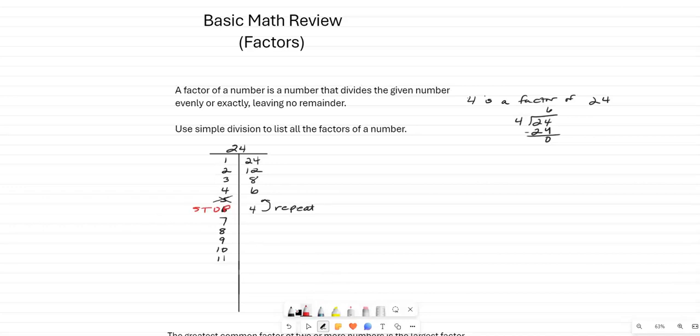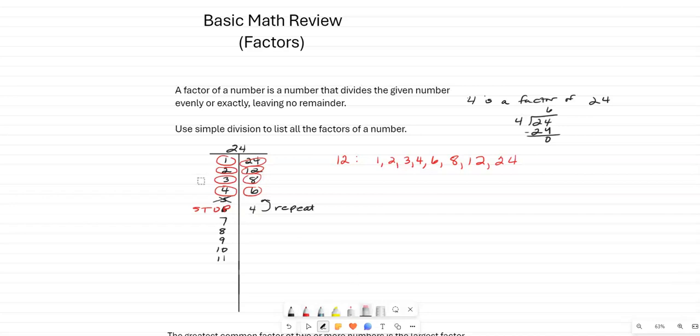And we only consider the factors above that line. So that means that our factors are 1, 2, 3, 4, 6, 8, 12, and 24. So all of the factors of 24 include 1, 2, 3, 4, 6, 8, 12, and 24.